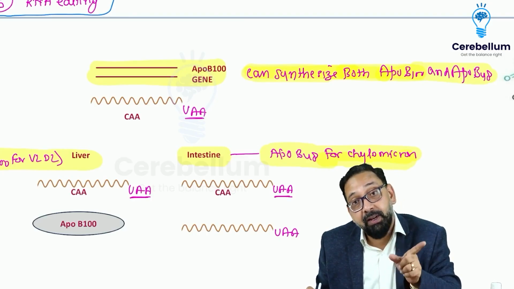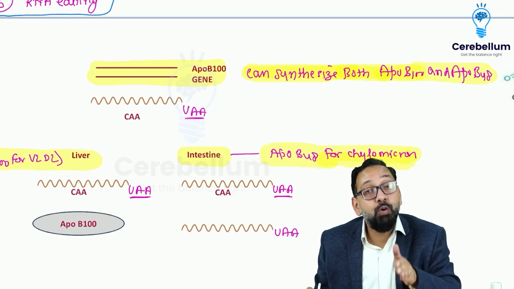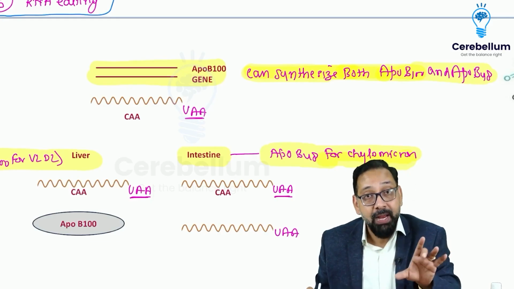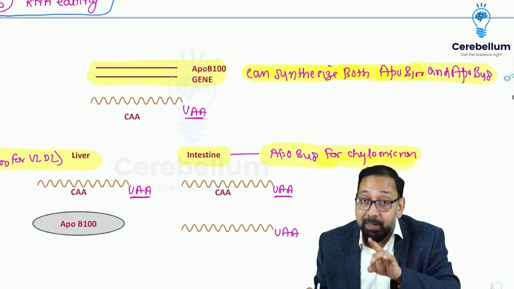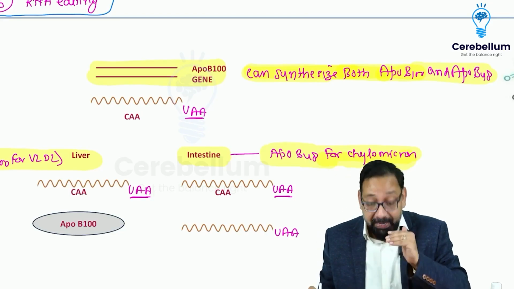This one messenger RNA synthesizes one protein. But now we started saying no, one gene can give rise to more than one protein. The one gene, one protein theory has been discarded. An example is the ApoB100 gene. This ApoB100 gene synthesizes messenger RNA.